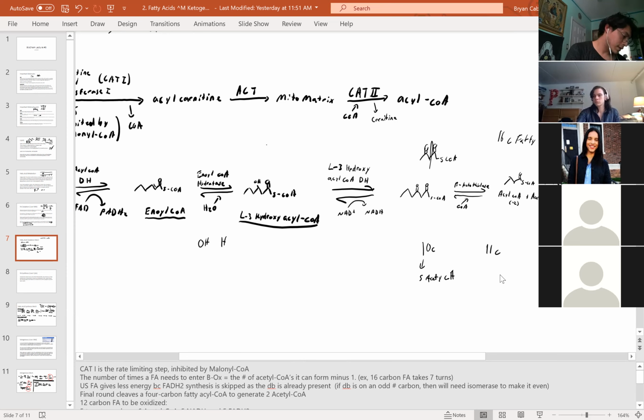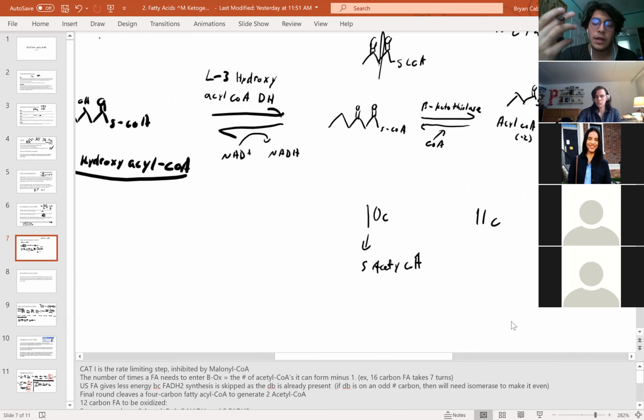So you have to take care of the miscellaneous ones, when you have a double bond already present on your structure, or when you have an odd number. So for the odd number, I had it right the first time, I just messed up over here. If you have an odd number of carbons in your fatty acid group, what you have to do is just subtract 3.